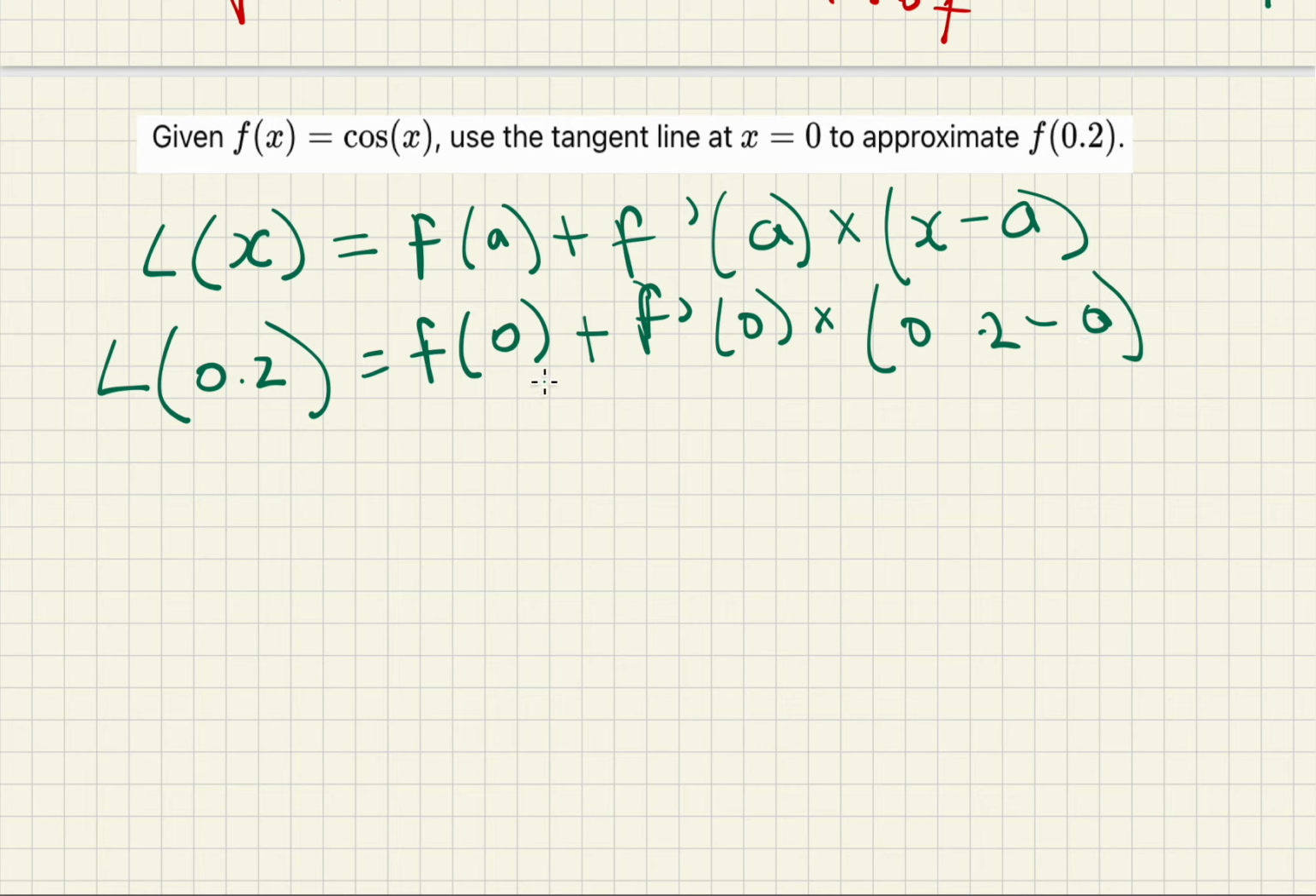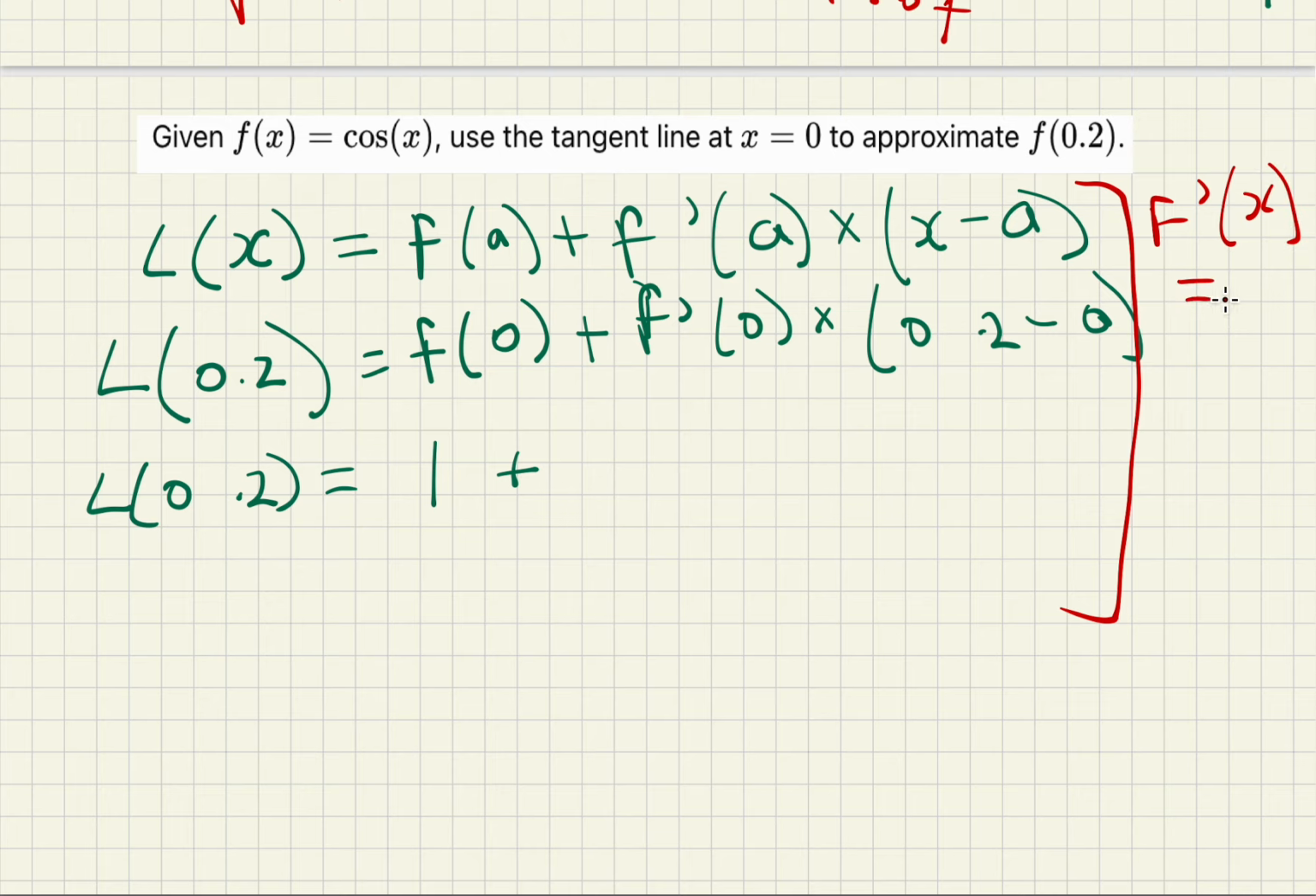And now all we need to do is solve this equation. So we get 0.2 equals f of 0. Plugging in 0 into cosine, we get 1. Cosine of 0 is 1. And f prime, to find f prime, we need to find the derivative. And to find the derivative, the derivative of cosine x is negative sine x.